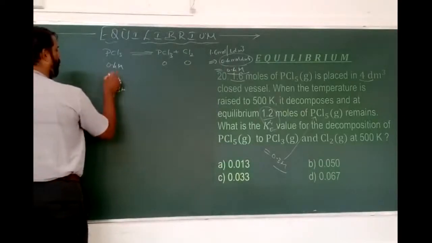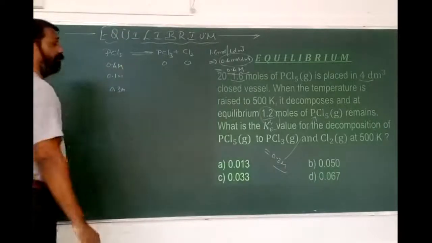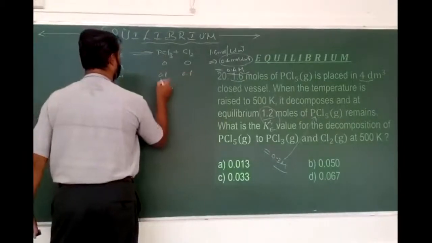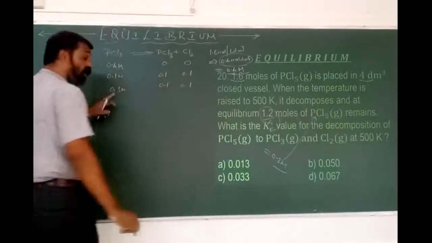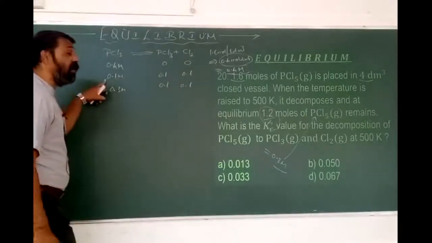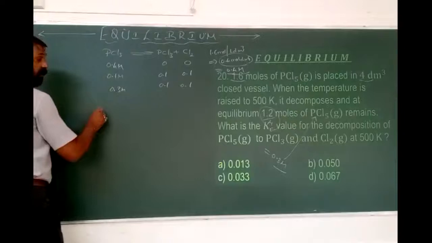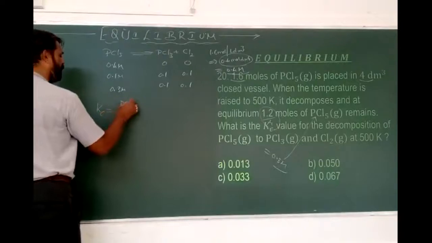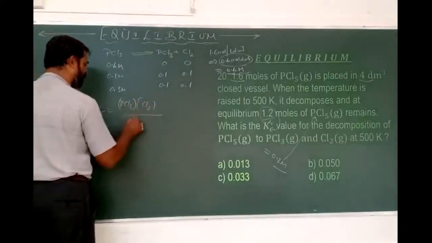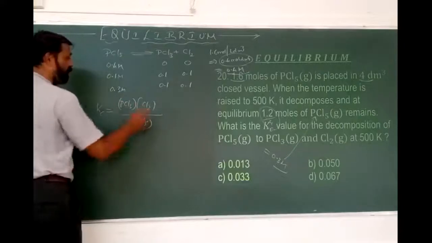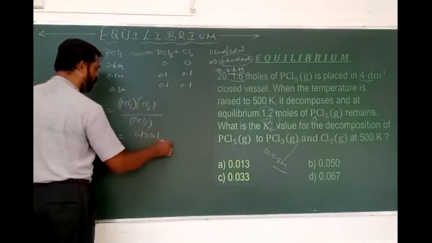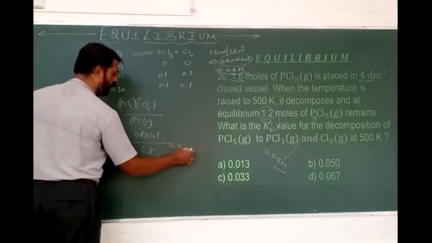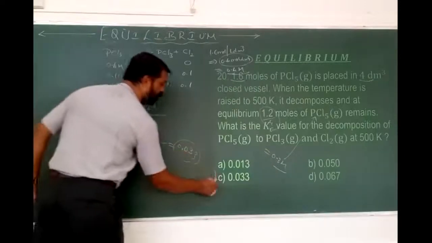If this is 0.3 molar, here it is 0.1 molar. If this is 0.1, here also it is 0.1, here also it is 0.1, because left is 0.3, which means only this much has reacted. Then the equilibrium constant Kc is the PCl3 concentration times the Cl2 concentration divided by the PCl5 concentration. PCl3 here is 0.1 times 0.1 divided by 0.3, which equals 0.03. This is the value.